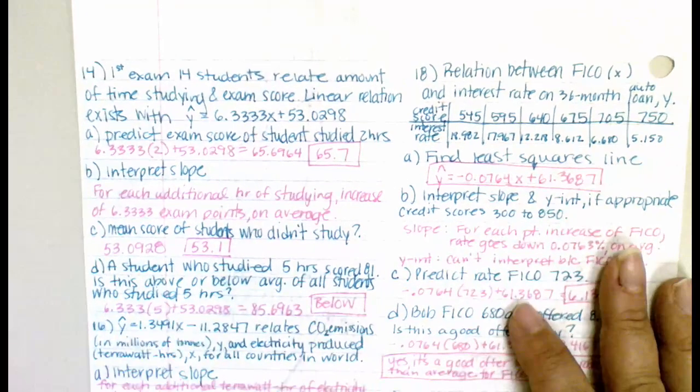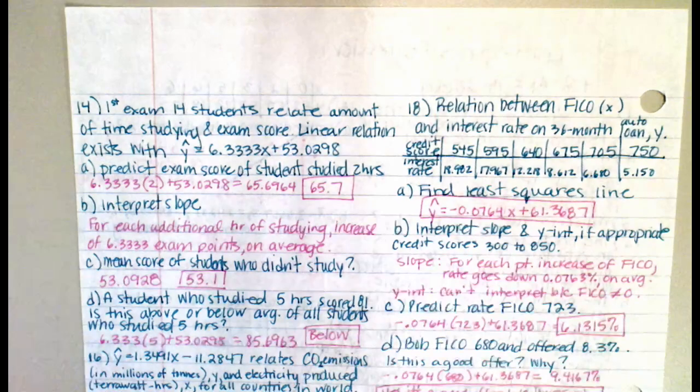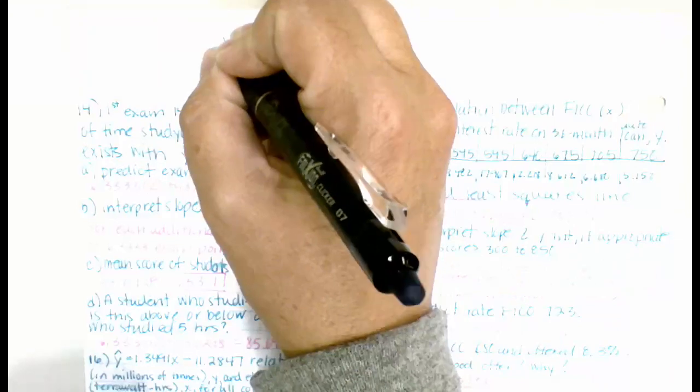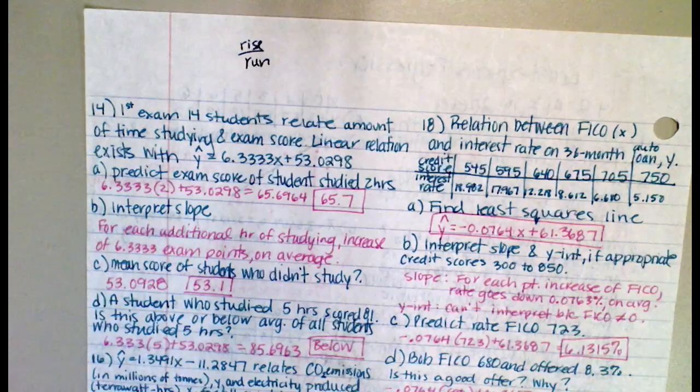Part B asks you to interpret the slope. Again, yours doesn't have to be exactly like mine. There are lots of different ways to correctly state an interpretation of the slope. But slope is typically rise over run, right? No matter what situation we're looking at, rise, because it's a vertical change, is a change in your y value. The run is a change in your x value.